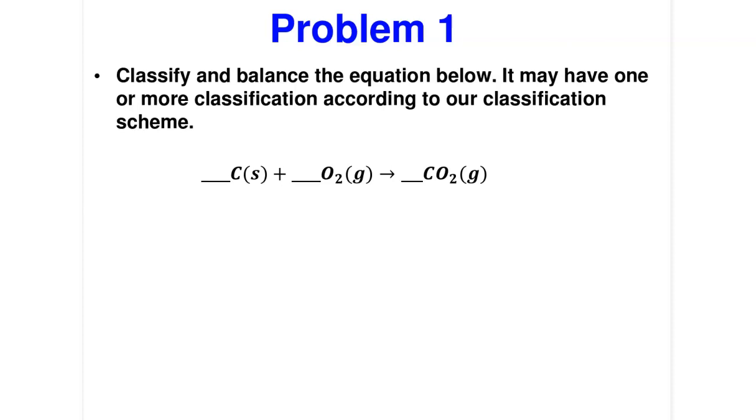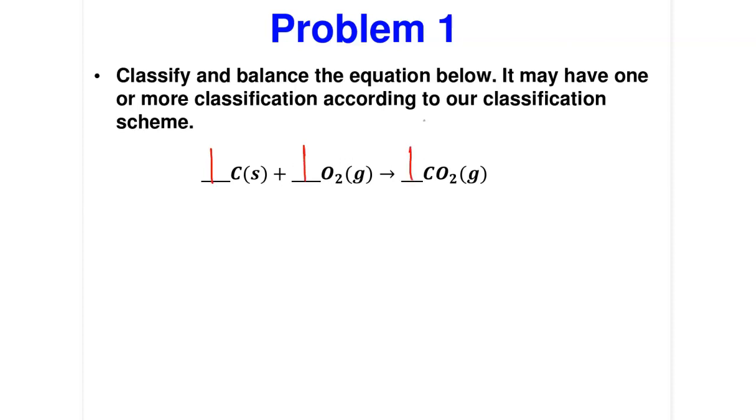What we're going to do here is now look at some of the problems and then do them. And the problems are easy, particularly for classification. It says, classify and balance the equation below. It may have one or more classifications according to our classification scheme, which is true. If you look at this reaction, let's balance it first. One carbon, two oxygen, the equation is balanced. So I'm just going to add one and one, the equation is balanced.